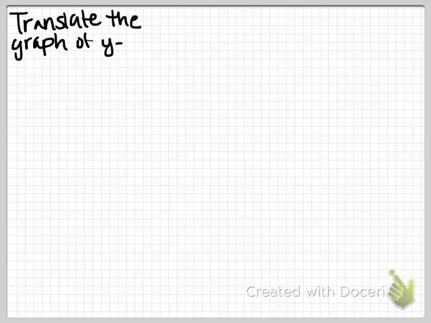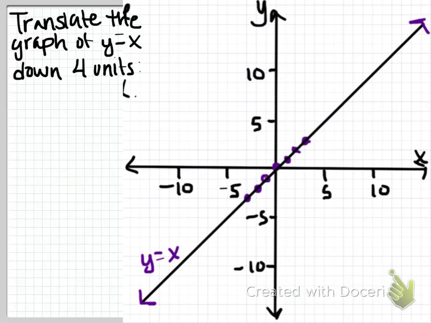So now it wants us to translate the graph of y equals x down 4 units. So we're going to do this on the exact same coordinate plane that we drew earlier on our graph paper. You do not need to redraw this. The first step here is to take each point and plot it 4 units down from where it was originally. Again, you're going to connect the dots with a straight edge and add arrows to the ends of the lines because it goes on forever in both directions.